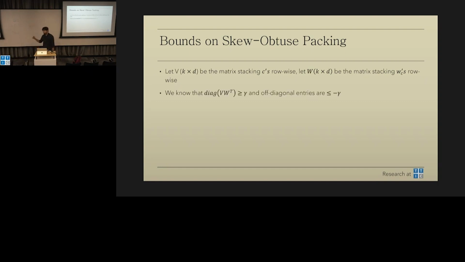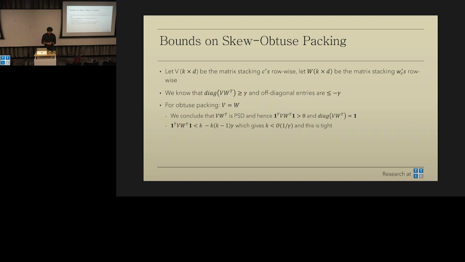Now, if you just do the matrix multiplication V W transpose, on the diagonals you will just get c_i inner product w_{c_i}. So each of the diagonals will be greater than or equal to gamma because that's the skew packing constraint. And all the off-diagonal entries will be below minus gamma because that's again the skew packing constraint, right?